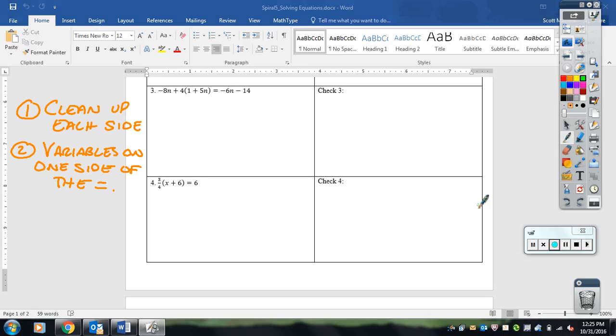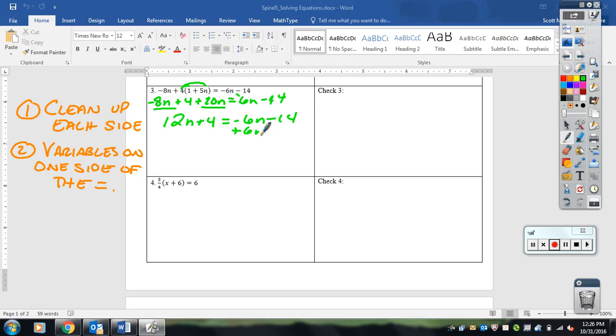Number 3, plenty of cleaning up to do. Got to distribute, whoosh whoosh. Negative 8n plus 4 plus 20n minus 6n minus 14 equals negative 6n minus 14. Still more cleaning up to do. This is positive 12n plus 4 equals negative 6n minus 14.